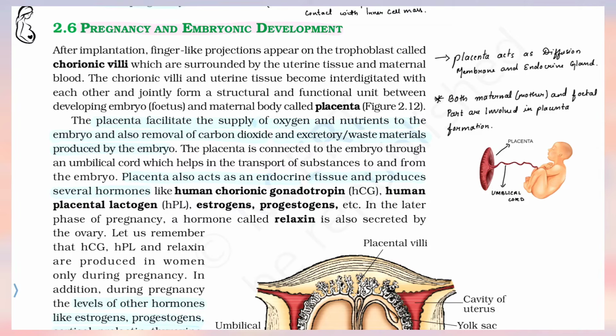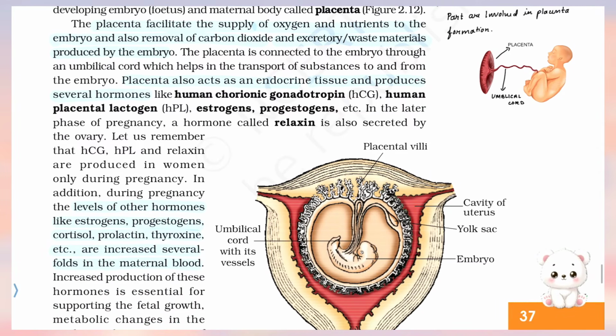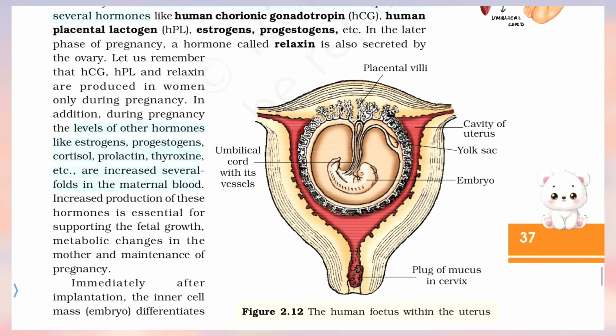In the later phase of pregnancy, a hormone called relaxin is also secreted by the ovary. Let us remember that hCG, hPL, and relaxin are produced in women only during pregnancy. In addition, during pregnancy, the levels of other hormones like estrogens, progestogens, cortisol, prolactin, thyroxine, etc., are increased several folds in the maternal blood. Increased production of these hormones is essential for supporting the fetal growth, metabolic changes in the mother, and maintenance of pregnancy.